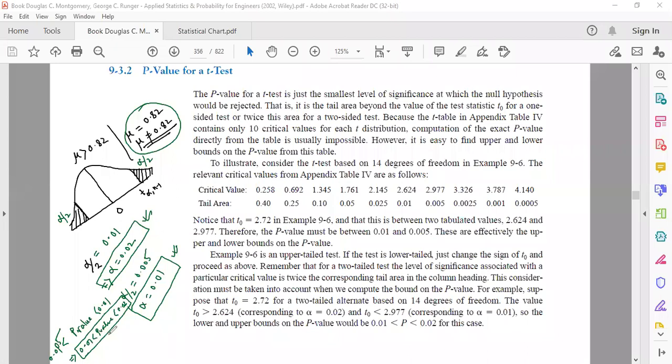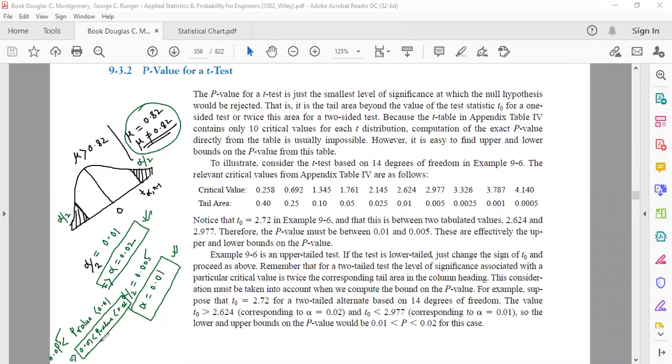Now, 0.05. What is the p-value? The p-value is the lowest level of significance at which the null hypothesis would be rejected. So if you consider any level of significance greater than this p-value, the null hypothesis will always be rejected. And therefore, at the 0.05 level of significance, our null hypothesis will also be rejected.